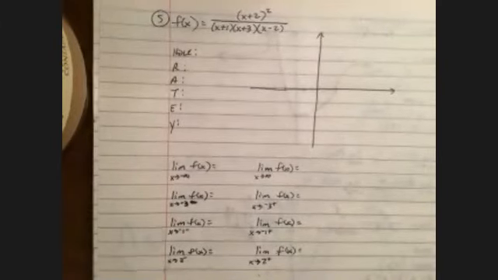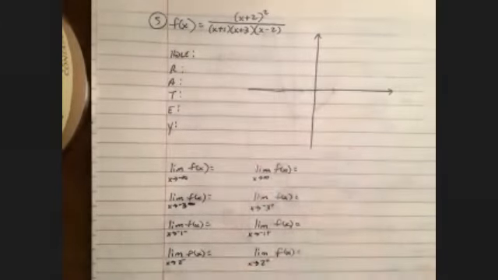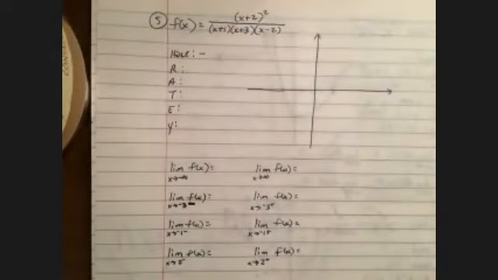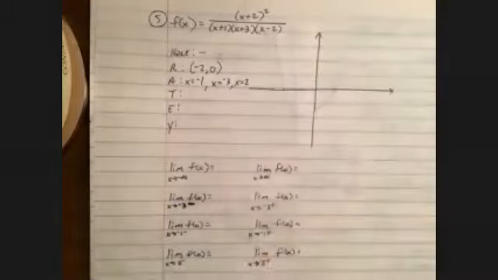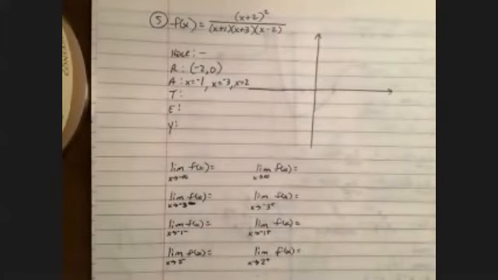All right, let me turn the page here. Okay, now we can do number 5. So number 5, it's all factored, nothing to simplify, so there's no hole. Looking at our roots, we know it's going to be at negative 2, 0 for our roots. Vertical asymptotes, we have x equals negative 1, x equals negative 3, and x equals 2. So we have 3 vertical asymptotes in this problem.